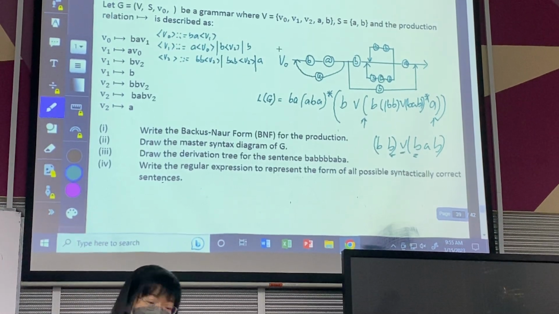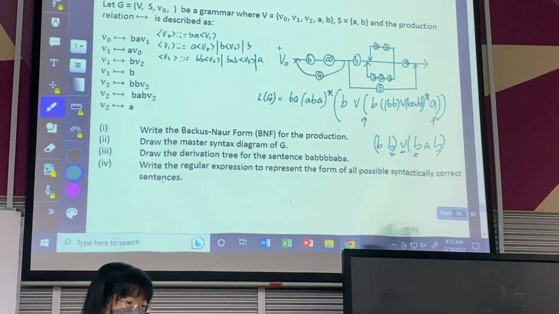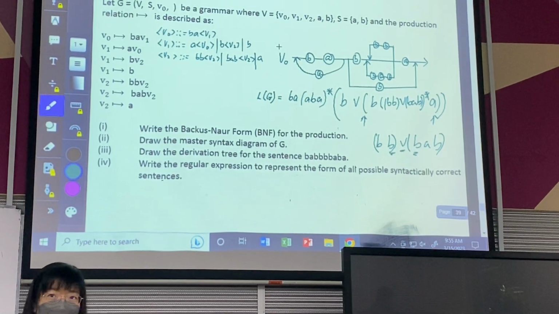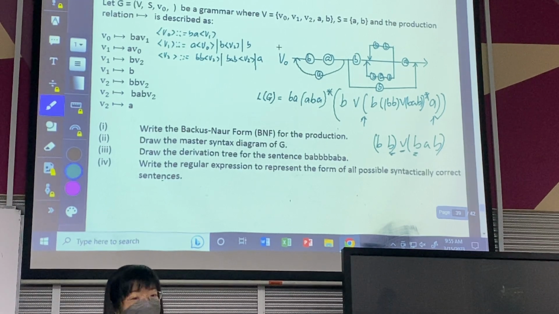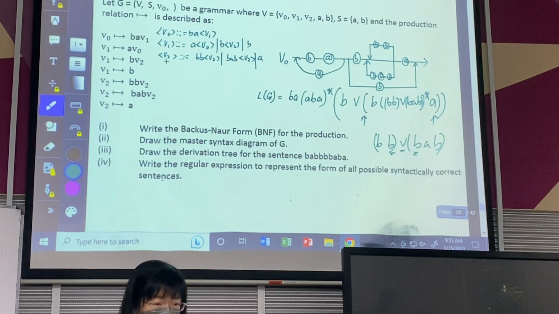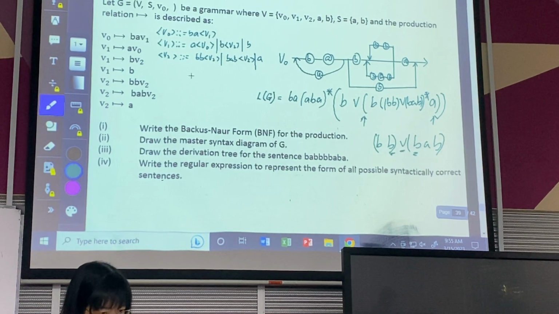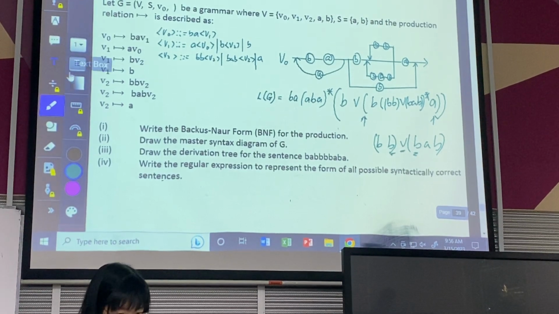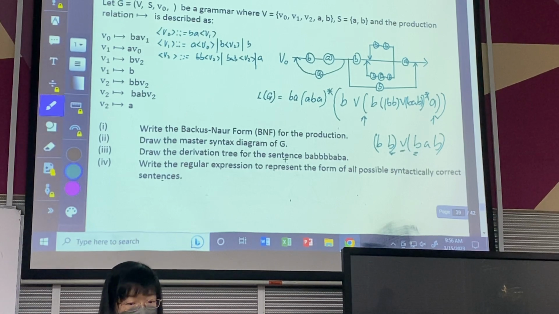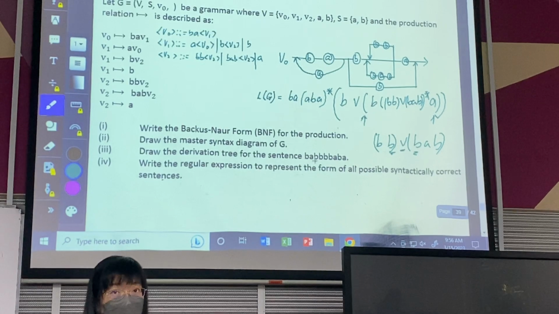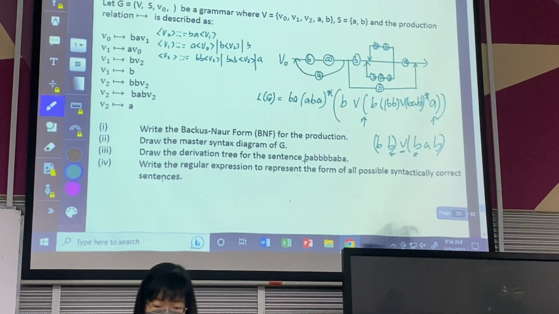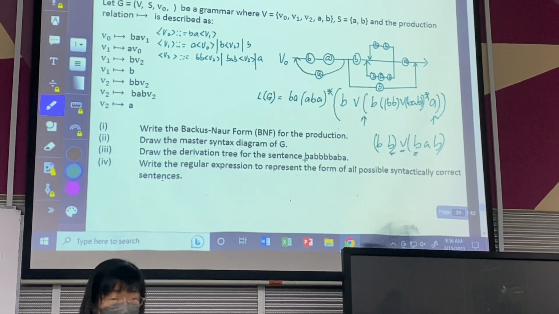Okay? So these are the questions for chapter 2. Normally will be asked like this. At least you have some ideas already. And the tutorial you can try also. And also the following question you can try also. The derivation tree, you can follow the substitution here, right? To get the string. This one you can try yourself. If you have any problem, then you can ask me also in the tutorial.